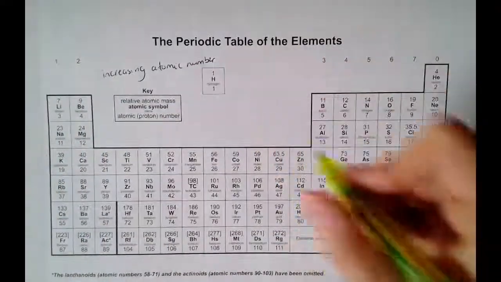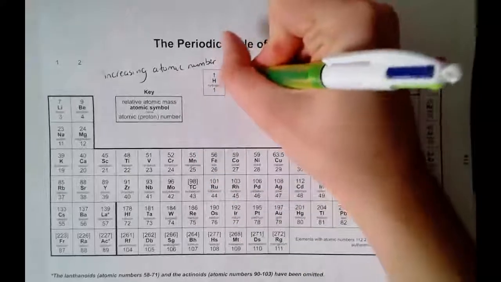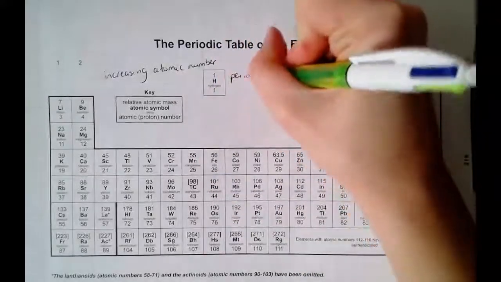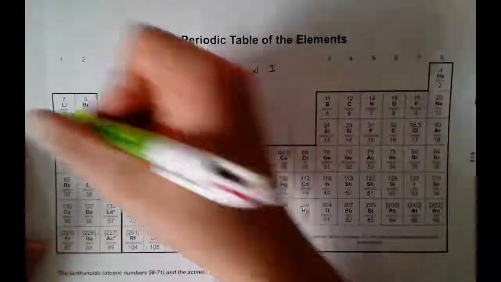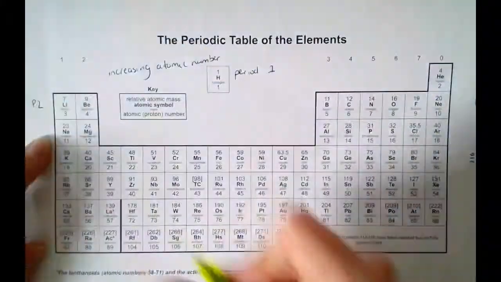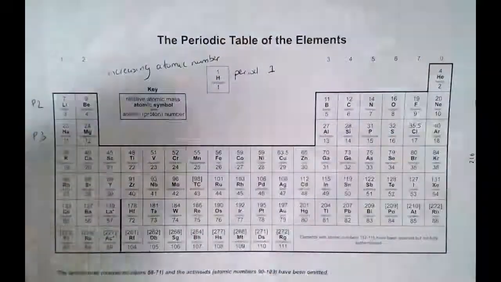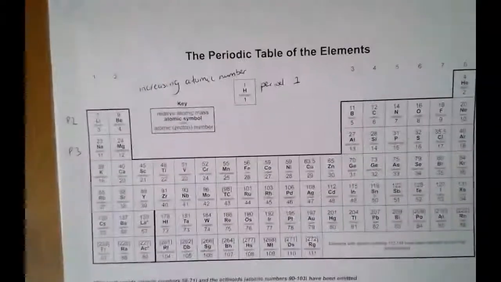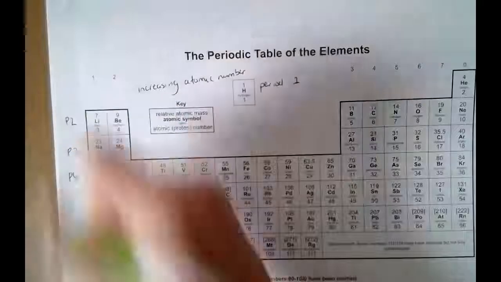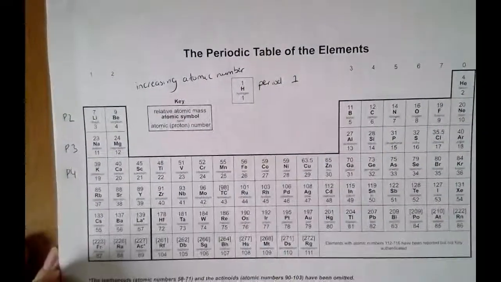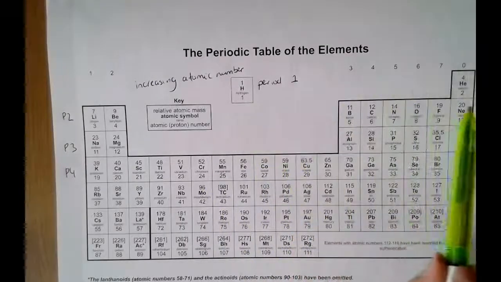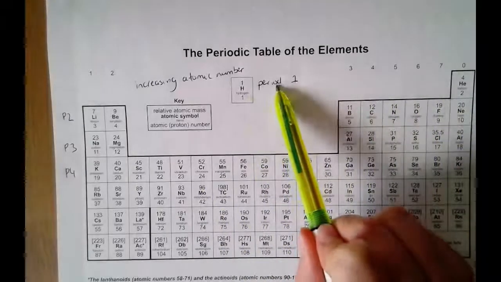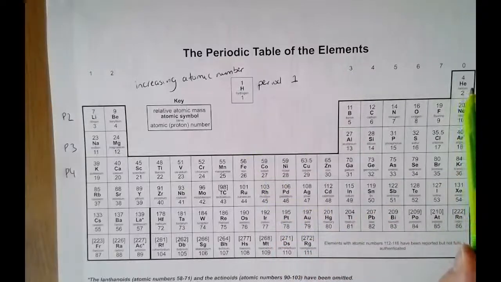So hydrogen and helium are in period 1. Lithium, beryllium, and all these elements over here are in period 2. Sodium is the start of period 3, and then potassium will be the start of period 4. And that period number tells you how many electron shells you're going to need in order to fill in all those electrons. So for hydrogen and helium, you only need to draw 1 shell because both of their electrons will fit in their first shell.